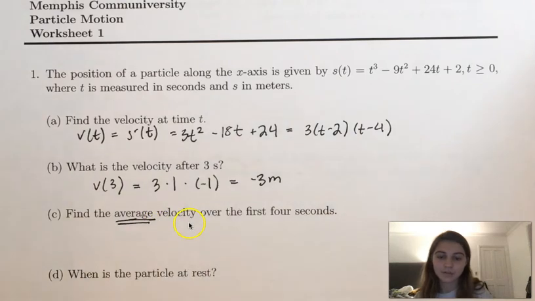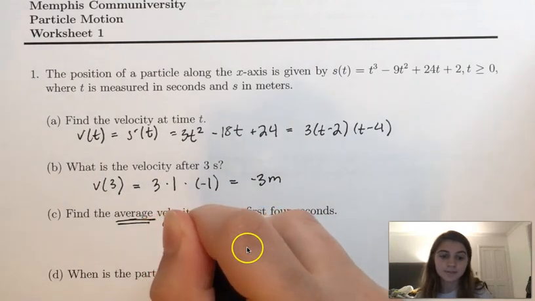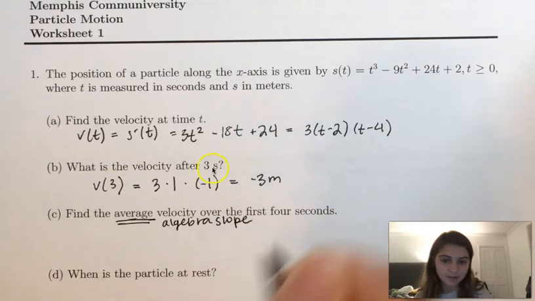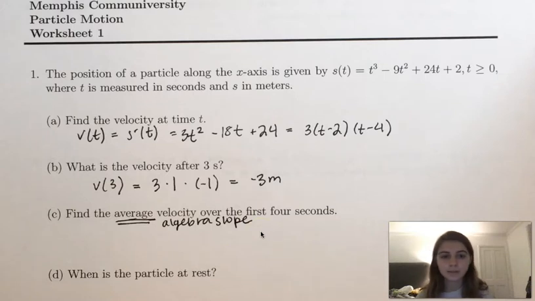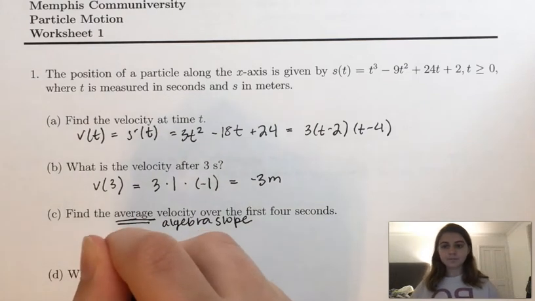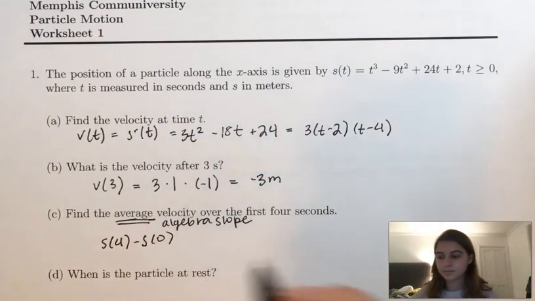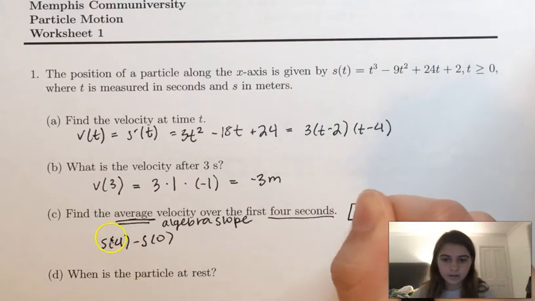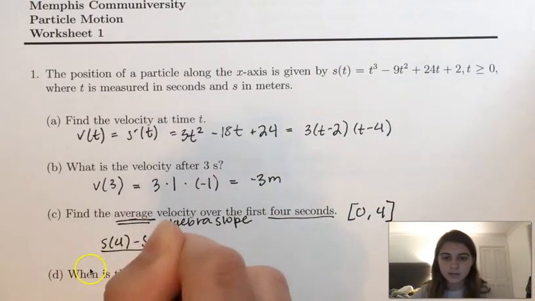Now we're finding average velocity. This is different than velocity at a certain time. This is algebra slope. A derivative is calculus slope; it's basically the instantaneous slope, the slope of the tangent line at a certain point. We're just going to do the average velocity. Our interval is 0 to 4 because it's the first 4 seconds. So we take the position at 4 and the position at 0, subtract, and then divide by 4.